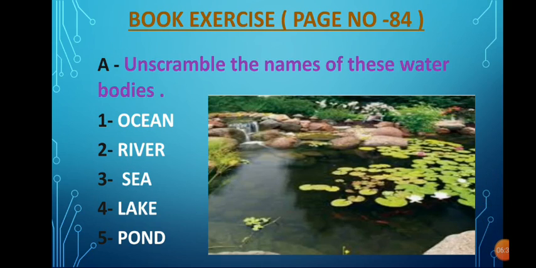Now we will discuss the book exercise, which is on page number 84. The first part of the book exercise is part A. Unscramble the names of these water bodies. Answer of the first question is oceans. Answer of the second question is river. Answer of the third question is sea. Answer of the fourth question is lake. And the answer of the last one, that is the fifth one, is pond.